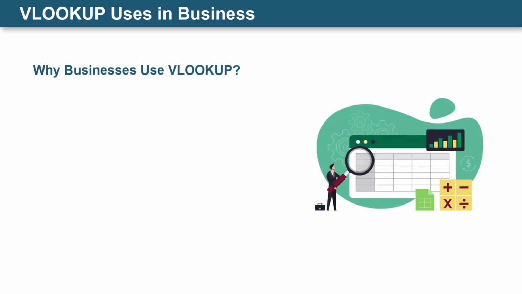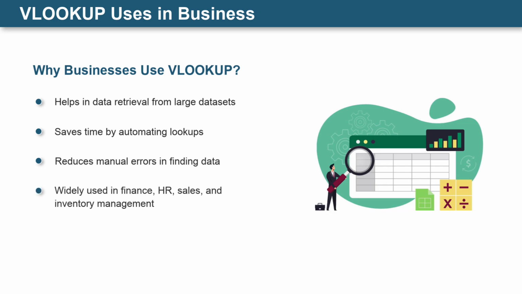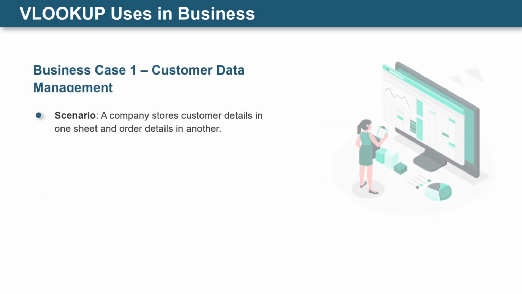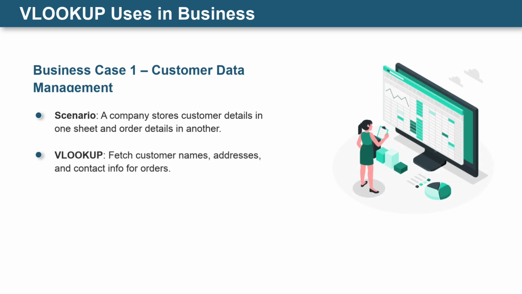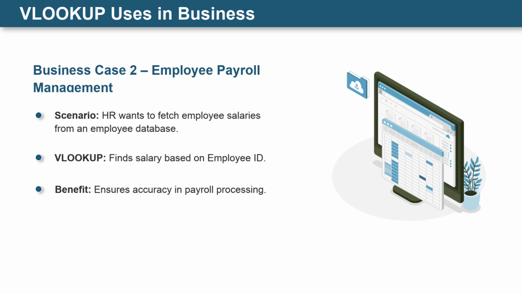Let's understand why businesses would use VLOOKUP. In business, VLOOKUP is crucial for quickly finding and retrieving data from large datasets. It helps save time, reduce errors, and automate processes, making it essential for decision-making in finance, HR, sales, and more. Imagine a company that stores customer details separately from their orders. With VLOOKUP, employees can quickly retrieve customer details based on order numbers, making operations smoother and reducing manual errors. HR departments use VLOOKUP to fetch employee salaries using employee IDs. This ensures accuracy in payroll calculations, reducing errors in salary payments and tax deductions.